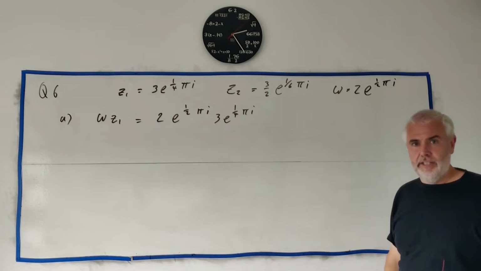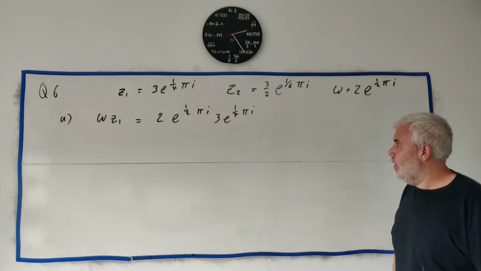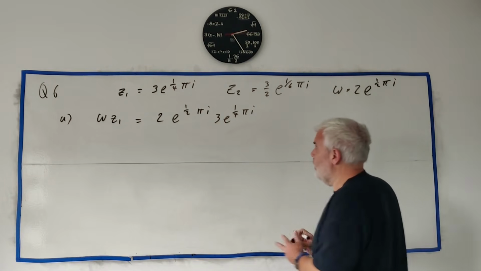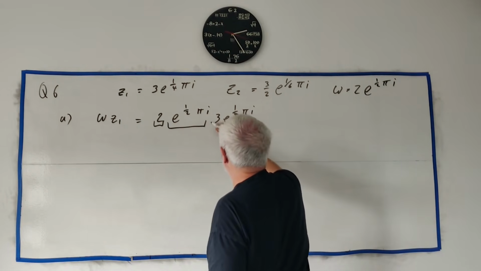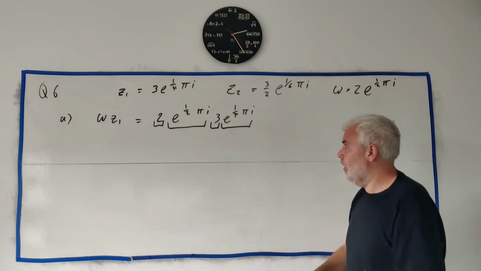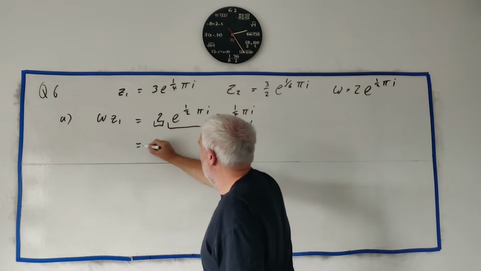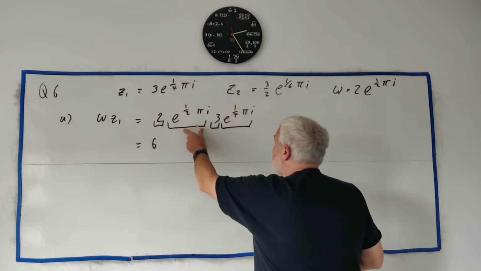You don't have to write all this out. You can actually do all this in your head, which I will do for the second part. I just want to point out how we can multiply all this. These are like 4 terms multiplying. Multiplication doesn't care where you put it. So 2 times 3 can be done, getting 6. Next, e and e.